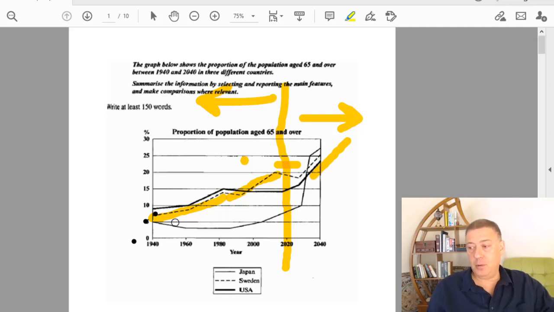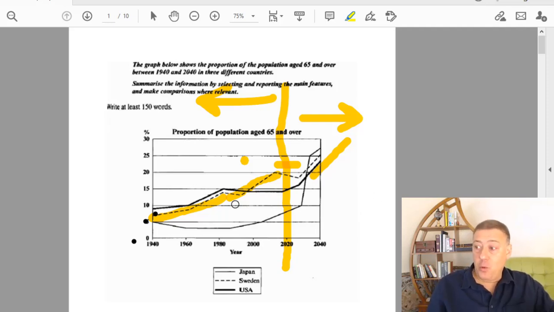So if you looked at the graph, that's one of the things that you notice, that okay, this line at the bottom, wow, it sort of starts out really low and then it goes up really fast. So again, that's something worth noticing and something that you need to describe. So in your overview, the overview is basically that piece of information about Japan, plus the fact that all 3 countries increased until the present and are forecast to continue to increase until 2040.